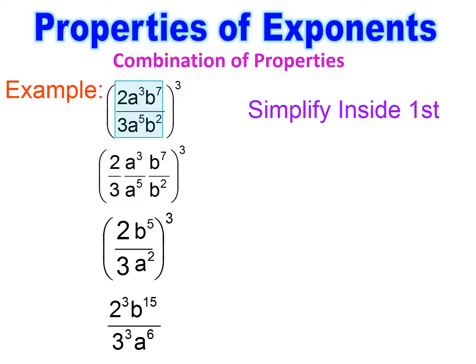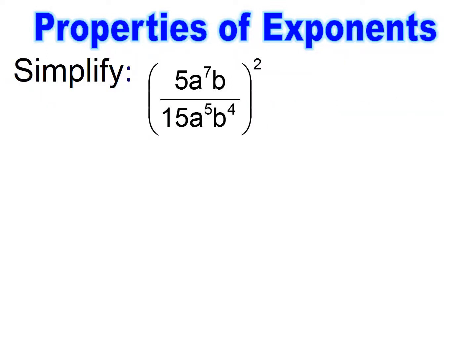So we end up having 2 to the 3rd, b to the 15th over 3 to the 3rd, b to the 6th. Again, I'm trying to emphasize, don't forget to give that power to the numbers also. And then you'll need to simplify or evaluate the exponents. So we end up getting 8 b to the 15th over 27 a to the 6th. Pause and try.